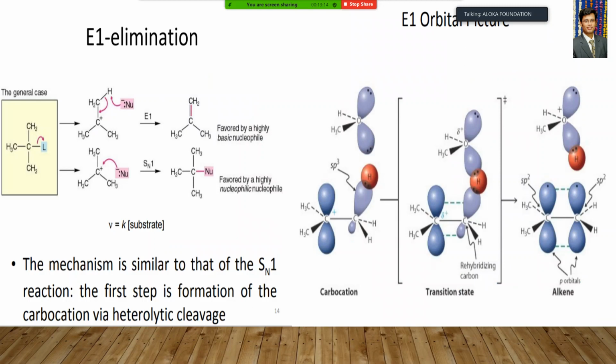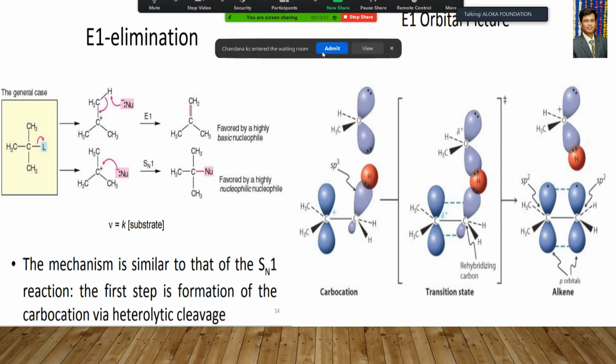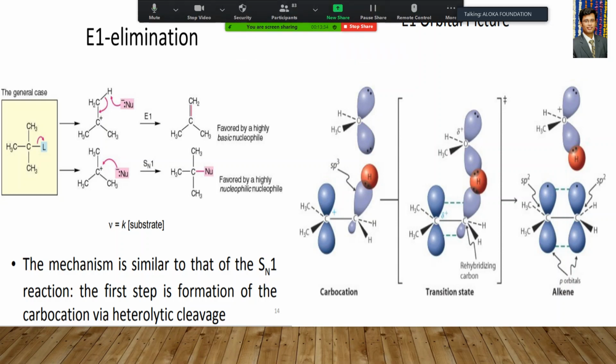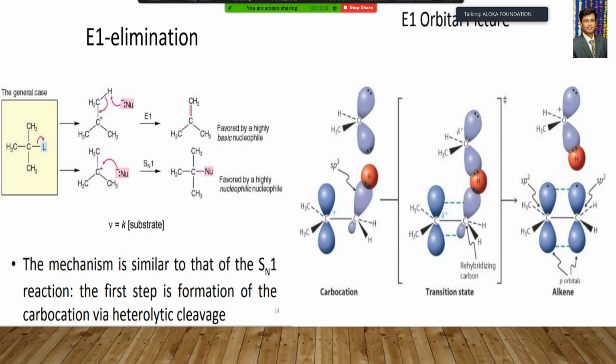Now let's go for E1. What is E1? Elimination unimolecular reaction. Similar to your SN1 reaction, E1 is a two-step reaction. The first step is formation of a carbocation by heterolytic cleavage. What is heterolytic cleavage? The electrons are retained by one of the groups and the other becomes electron deficient. So there is an unequal distribution of electrons.